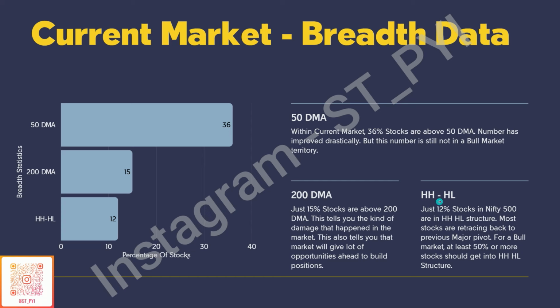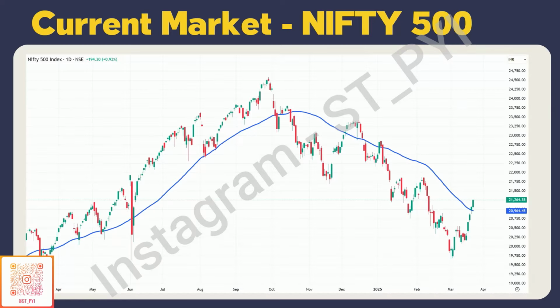Higher high, higher low. Just 12% of stocks in Nifty 500 are in a higher high, higher low structure. For a bull market, at least 50% or more is needed. Why? Because that brings sustainability of trend in the market, and that is where you make money. Now, what is this higher high, higher low structure? Can you look at this recovery that has happened? This is one pivot, this is one more major pivot, and this is the all-time high major pivot.